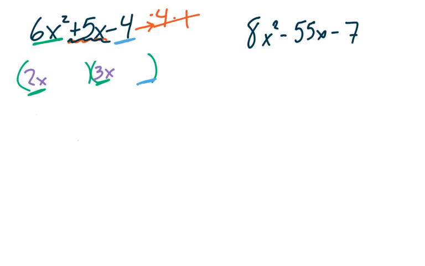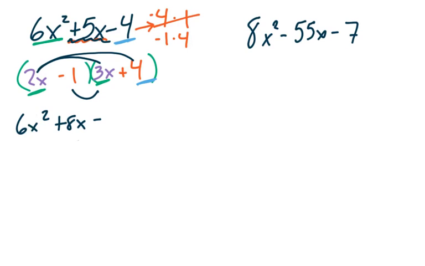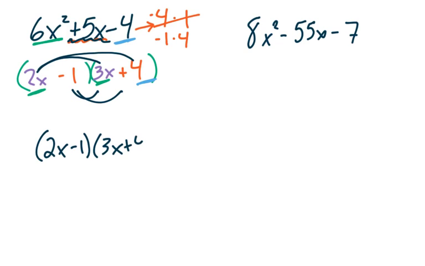We just tried the negative 4 and the positive 1. What if we try negative 1 and positive 4? What if we switch where they are? Now when I multiply this out, I'll get 6x squared plus 8x minus 3x minus 4. When I combine these like terms, I get 5x in the middle, which is exactly what it needs to be. This means that our final answer is the second one that we tried. That's going to be 2x minus 1 times 3x plus 4. That is our final factored answer.